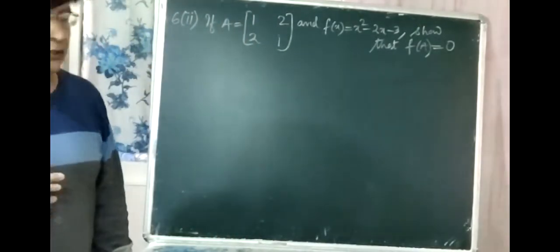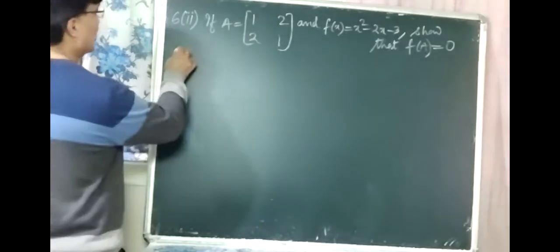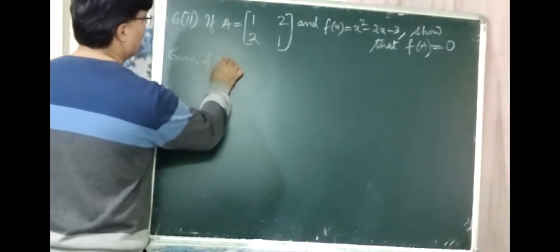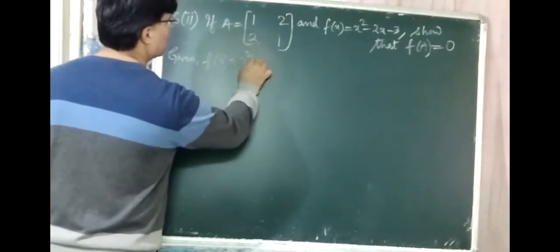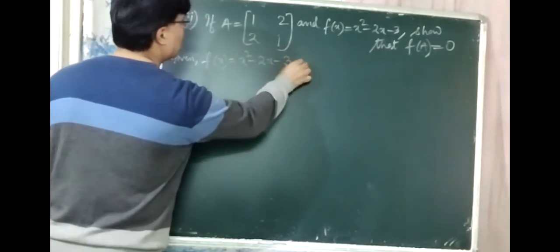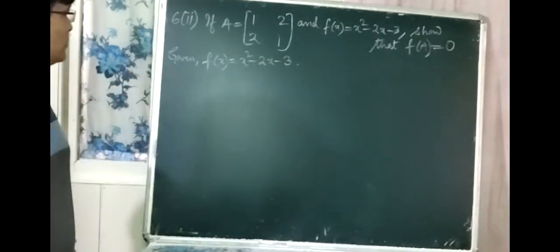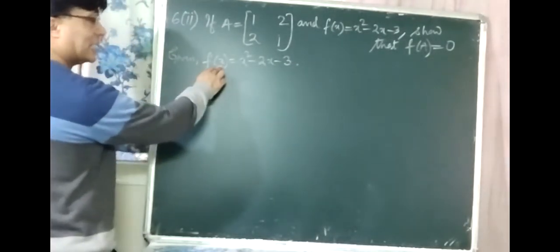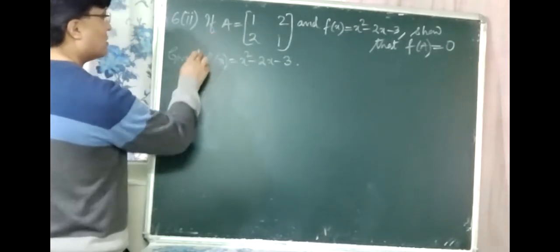You have to prove it. Okay, so here again, what is given here now? Here given is f of x is equal to x square minus 2x minus 3. It is just like your previous problem, that is 6 number 1. Okay, let us put a capital A matrix for x.